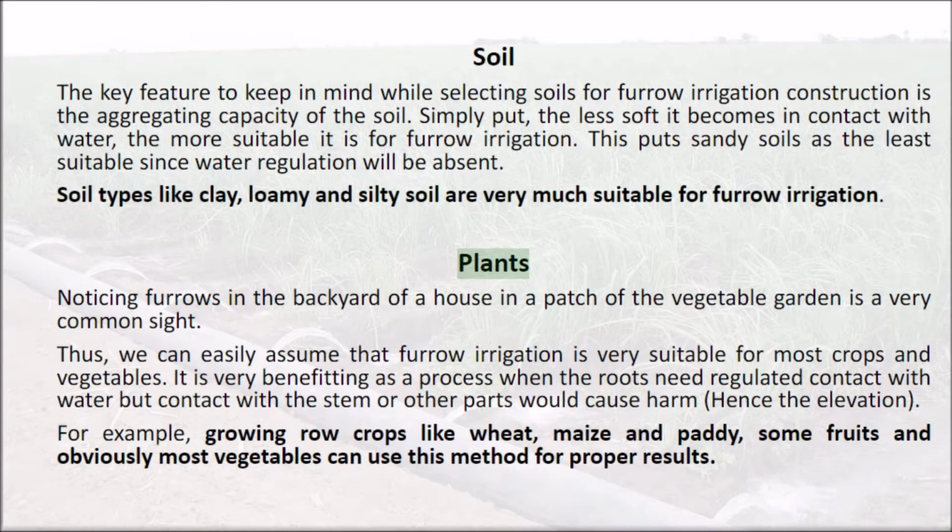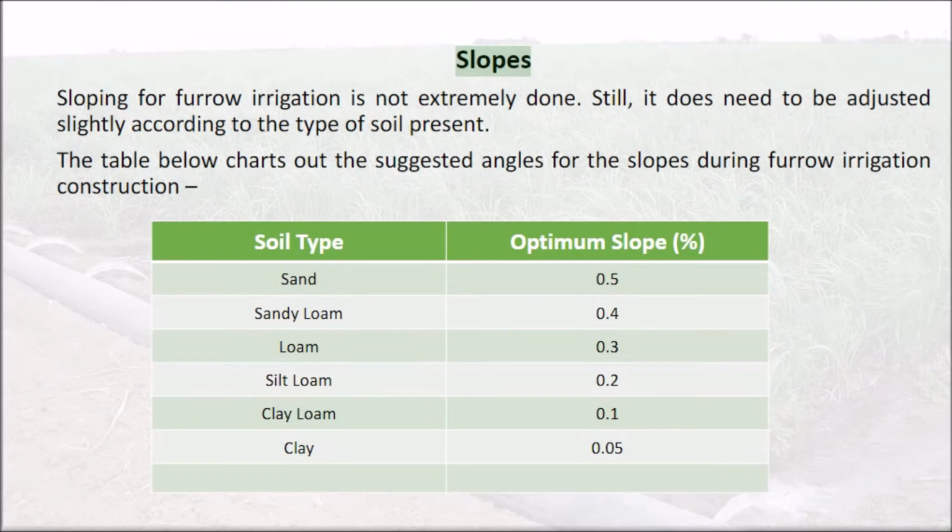Plants. Noticing furrows in the backyard of a house in a patch of the vegetable garden is a very common sight. Thus, we can easily assume that furrow irrigation is very suitable for most crops and vegetables. It is very beneficial as a process when the roots need regulated contact with water, but contact with the stem or other parts would cause harm, hence the elevation. For example, growing row crops like wheat, maize, and paddy, some fruits and obviously most vegetables can use this method for proper results.